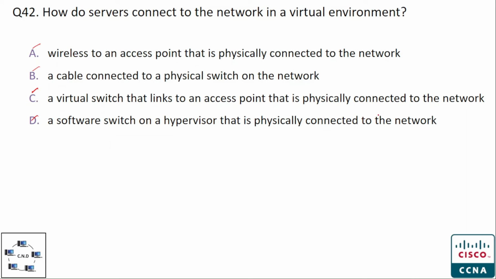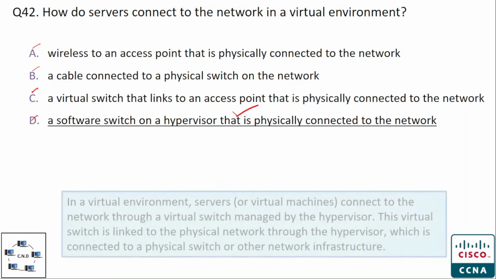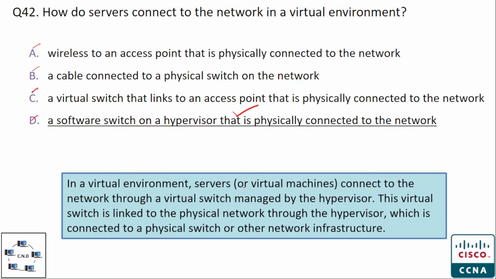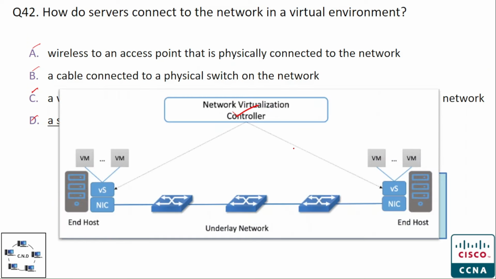And the correct option is option D, a software switch on a hypervisor that is physically connected to the network. So in a virtual environment, servers or virtual machines connect to the network through a virtual switch managed by the hypervisor. This virtual switch is linked to the physical network through the hypervisor, which is connected to the physical switch or other network infrastructure.